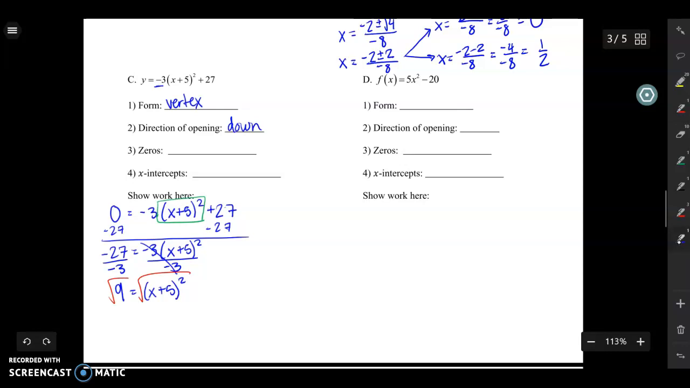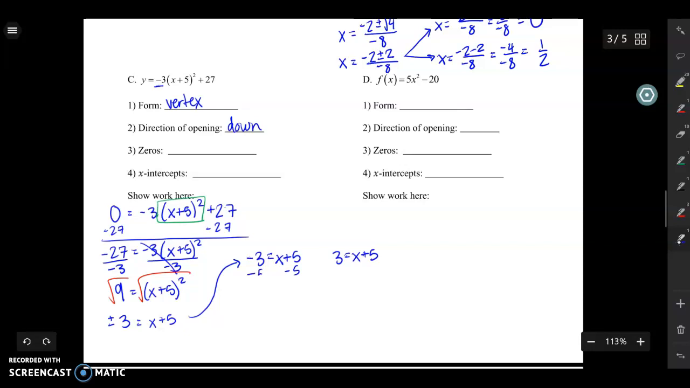Okay. So on the right side of the equation, I'm just going to have x plus 5. And then on the left side of the equation, I'm going to simplify the square root of 9, which is just 3. And I'm not going to forget the positive and negative 3. Then at this point in the problem, I'm going to want to split it into two different problems. I'm going to have negative 3 equals x plus 5, and I'm going to have positive 3 equals x plus 5. And I'm going to want to solve both of those.